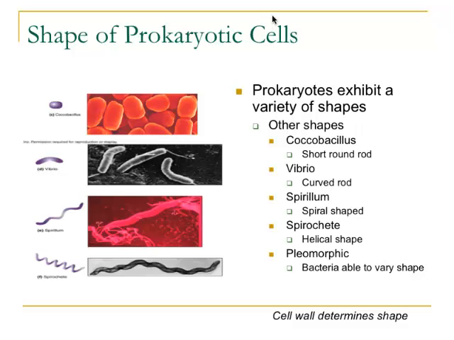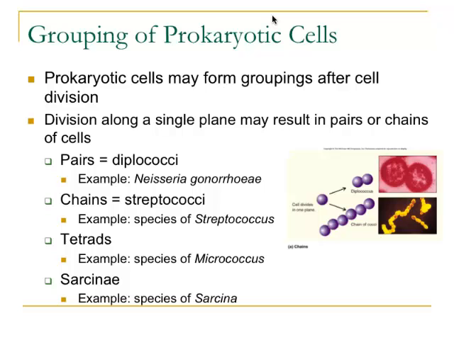While the cell wall is what determines and fixes the shape of bacteria that have these shapes I've already mentioned, there are some bacteria that either don't have a cell wall, so they don't have a fixed shape, or they change shape. And those are called pleomorphic in their shape. In addition to the shape, which is determined by the cell wall, the way that the bacteria divide will determine the grouping.